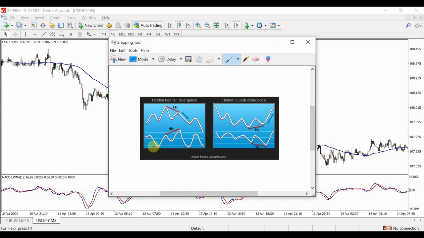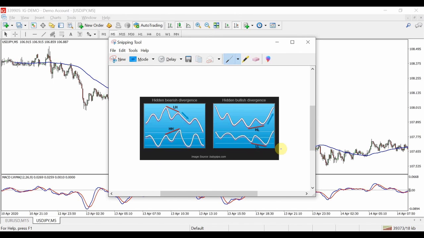There are two types of hidden divergence. The first is bearish hidden divergence, and that's when price is making a lower high and the oscillator is making a higher high. When that happens, there's generally a high probability that price will continue to fall towards the downside. The second is hidden bullish divergence, where price is making a higher low and the oscillator is making a lower low. When this happens, there's a strong probability that price will continue in an upward momentum direction.